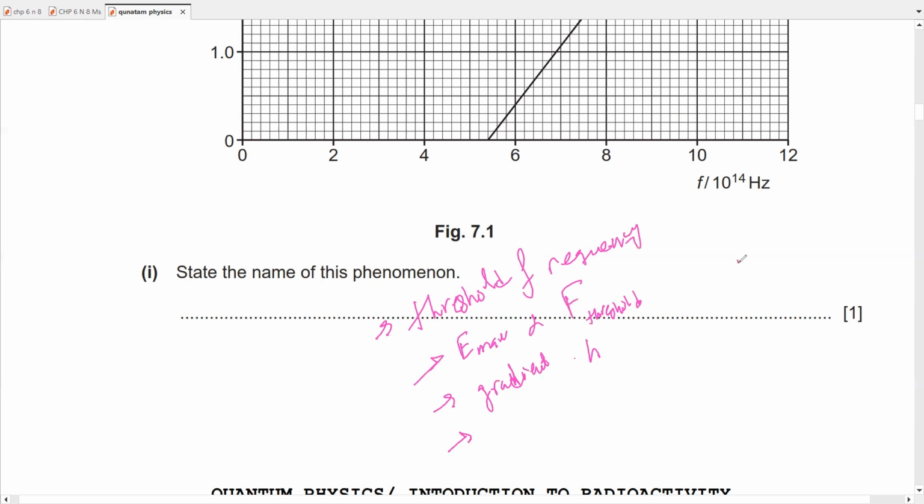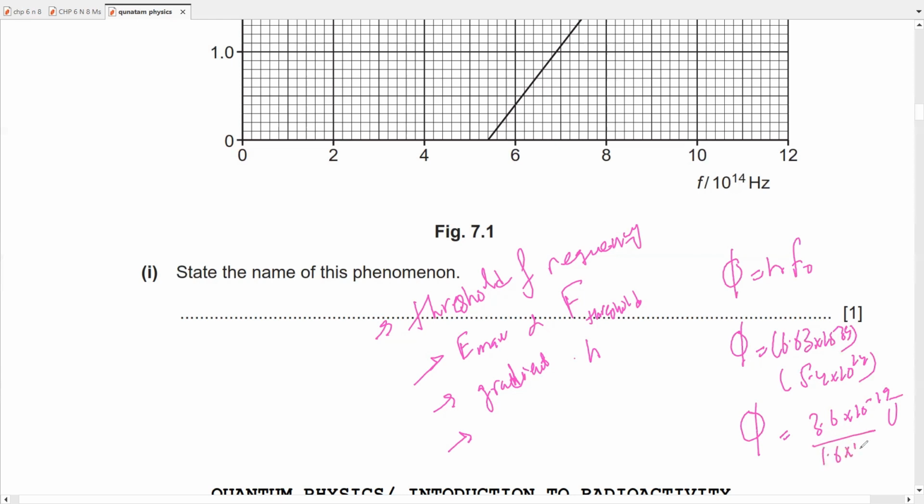If we want to find out the work function, we know that work function is given as h times the threshold frequency, and we have the value of the threshold frequency. We could put the value in. If you want to be more fancy, you can also do that part. With 5.4 times 10 raised to power 14 hertz, the work function will come out to be 3.6 times 10 raised to power minus 19 joules. Or in electron volts, dividing it by 1.6 times 10 to the minus 19 gives an answer of 2.2 electron volts. Getting on to the next question.